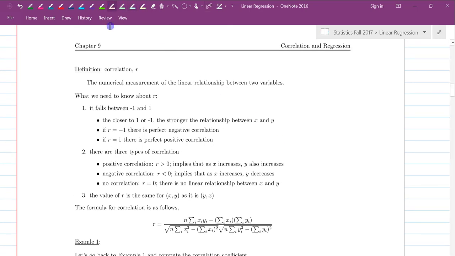So we have the correlation, which is denoted as the letter R, okay? And the correlation is the number or numerical measure of a linear relationship between two variables. So it is a number that represents how strong the relationship is between the two variables.